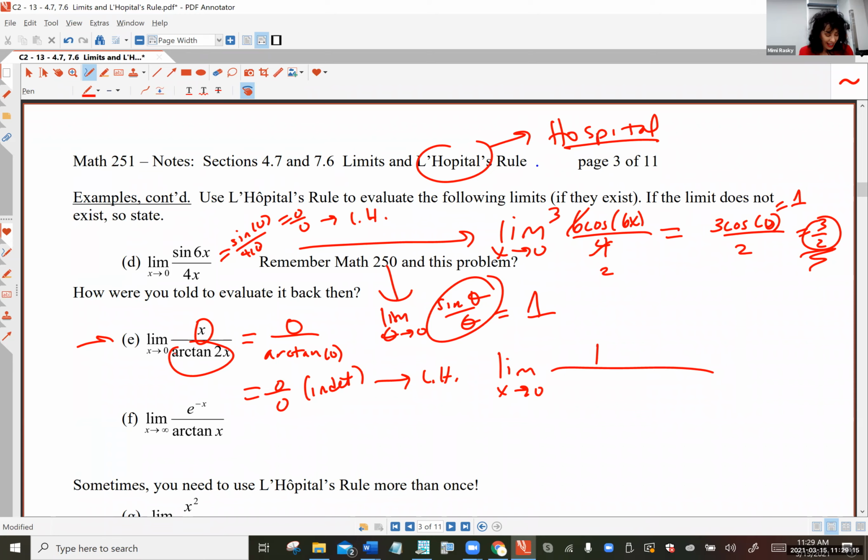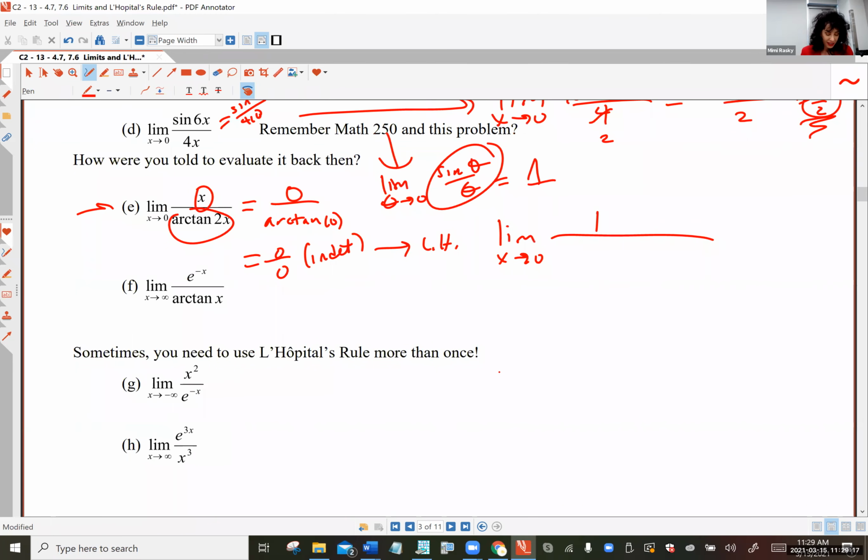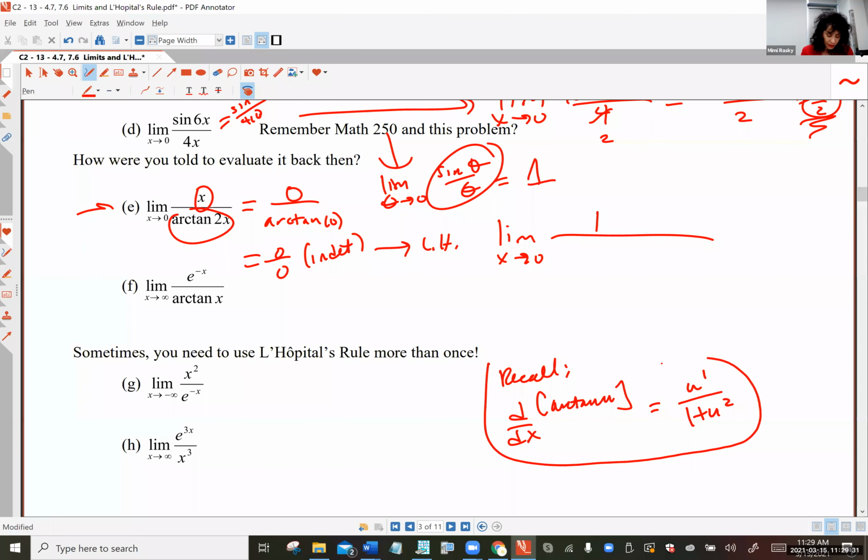Uh-oh. How do you take a derivative of arctan 2x? So let me just remind you that d/dx of arctan of u, this is from like 6-7 weeks ago, is u prime all over 1 plus u squared. Remember this? You need that to do what we're about to do. So the derivative of arctan 2x: u is 2x, so u prime is 2, divided by 1 plus the u, which for us is 2x squared.